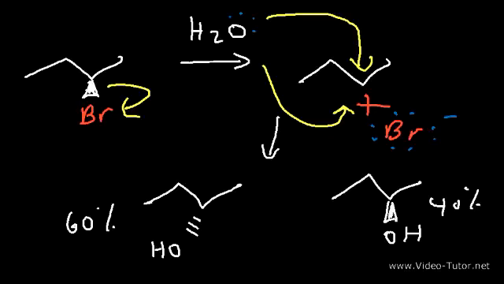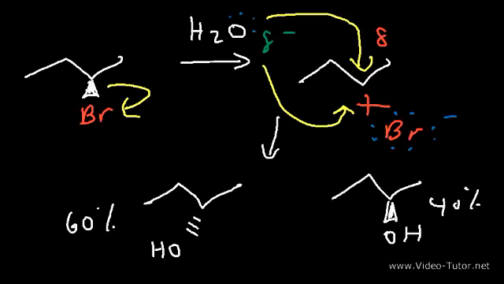So the oxygen of water has a partial negative charge. Bromide has a negative charge. So if water attacks from the front, as you can see, it's going to be repelled by the bromide ion. And so it's less likely to attack from the front. But if it comes from the back, there's no such repulsion. In fact, it's attracted to the carbon in the back because the carbon has a partial positive charge. In fact, it has more than a partial positive charge.